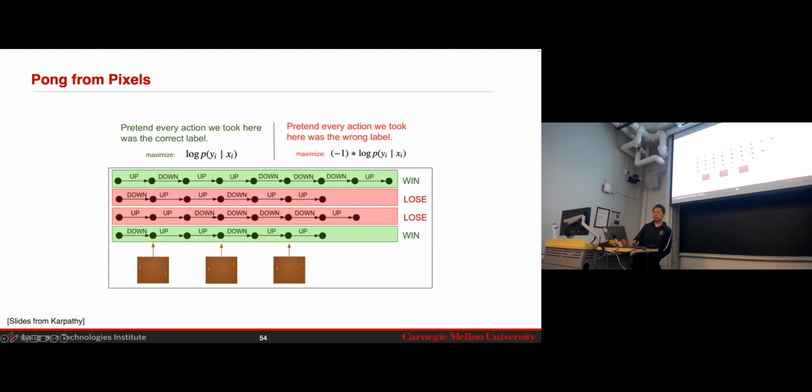So I want to maximize the log probability of those actions. Right? So in green, maximize the log P of y given x, or P of a given x. For the trajectories that you lost, again, I don't know which of them were exactly the ones that caused me to lose. I'm going to do something naive. I'm going to assume that all of those actions are bad. So I'm going to minimize the log probability of those actions, or maximize -1 times it.